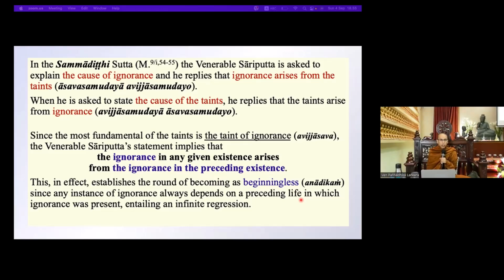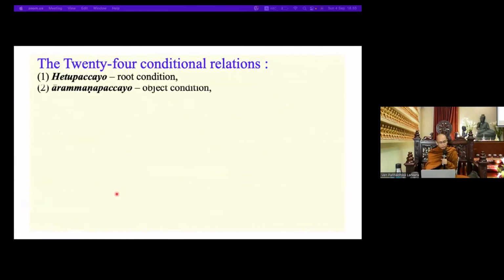At the moment of Arahata Magga, ignorance stops. If you ask the question about the beginning point of asava, I also have no answer because the Buddha didn't mention it. So this is the continuum of the infinite regression. Past to present, present to future, it will continuously keep running around.